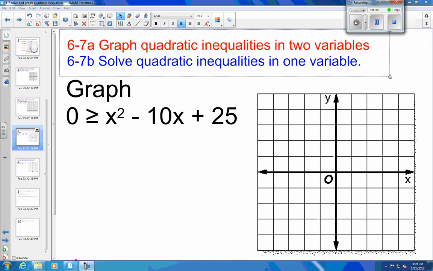Algebra 2, this is Chapter 6, Section 7. This is Example 3, and I'm actually going to do two quick problems in this one. So first one, pretty darn easy here. I'm going to factor this.